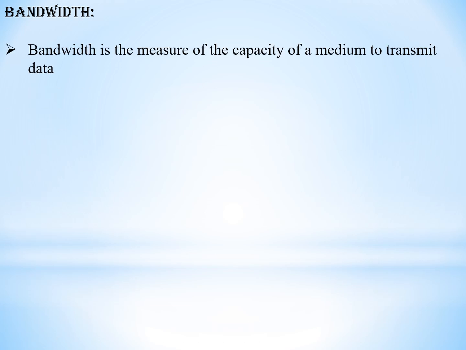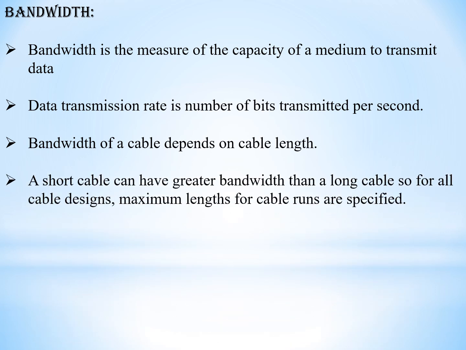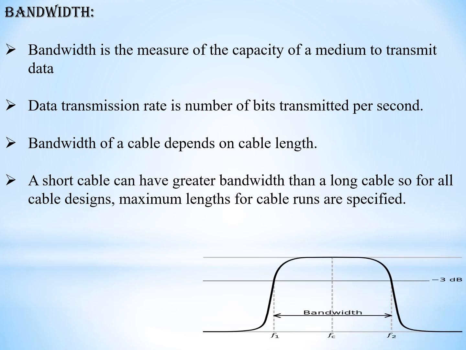Now let us discuss bandwidth. Bandwidth is the measure of the capacity of a medium to transmit data. Data transmission rate is the number of bits transmitted per second. The bandwidth of a cable depends upon cable length. A short cable has greater bandwidth than a long cable. So for all cable designs, the maximum length of cable runs is specified. Whenever we are designing the network and purchasing a cable, we see to it that the cable has better bandwidth.